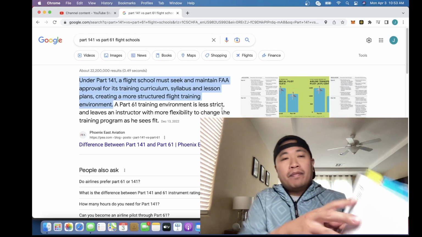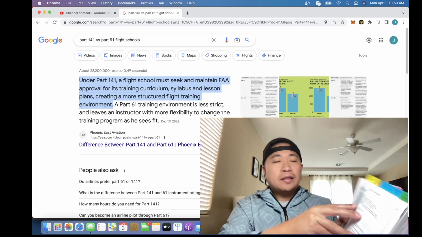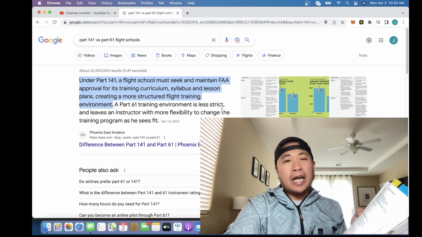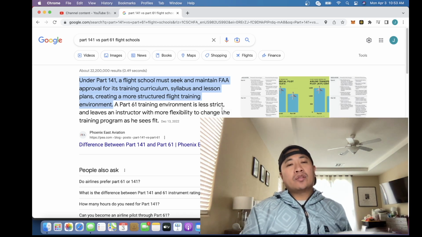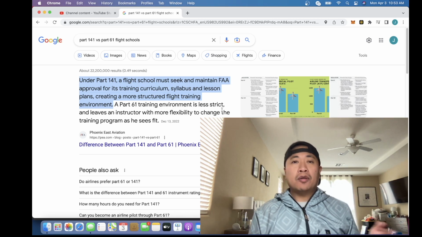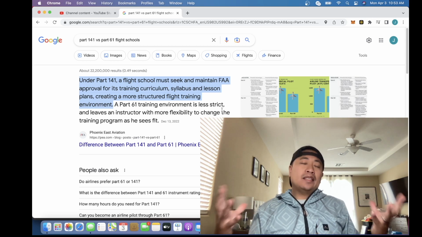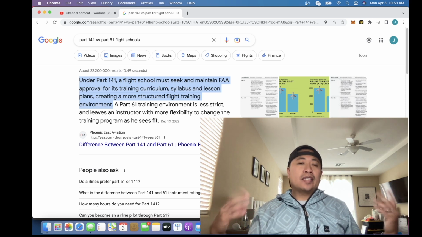In the index or table of contents, you have Part 1, Part 23. It's probably easiest to just say chapters, right? But in general, the regulations. So a Part 141 regulation is a school type, and the biggest thing is that your entire curriculum has to get approved.